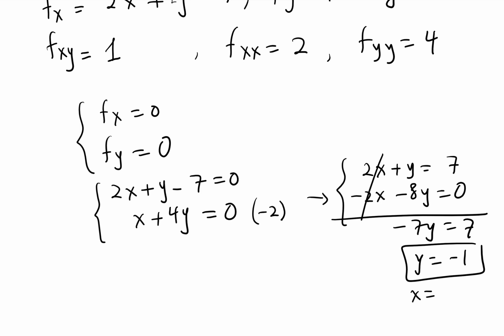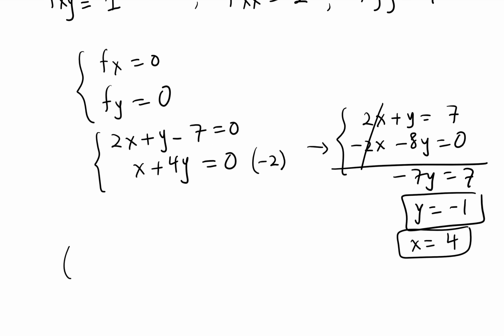So x, again, is going to be 4. So there's only one point here. This point is called a critical point.